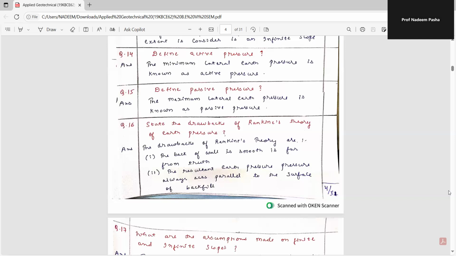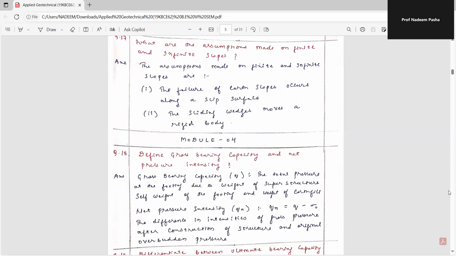What are the assumptions made on finite and infinite slope? The assumptions made are that the failure of an earth slope occurs along a slip surface, and the sliding wedge moves as a rigid body.